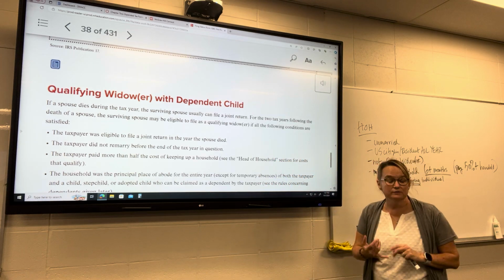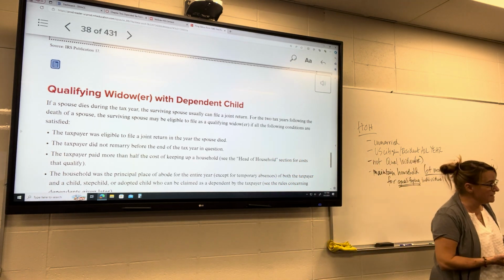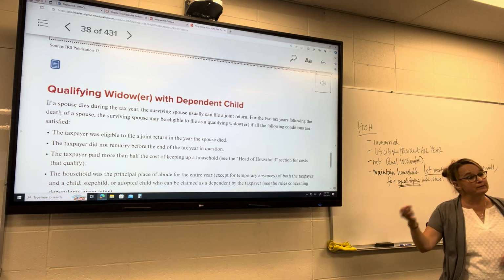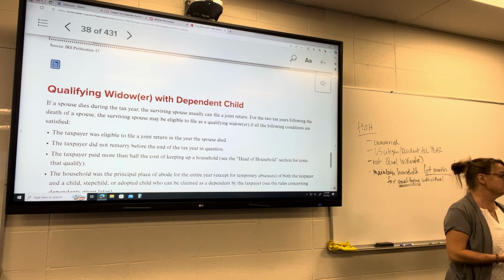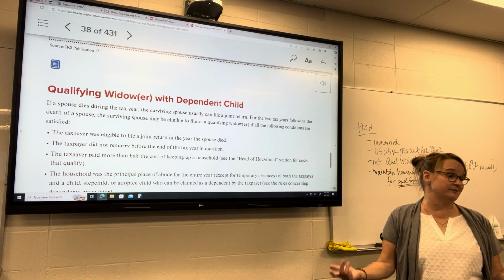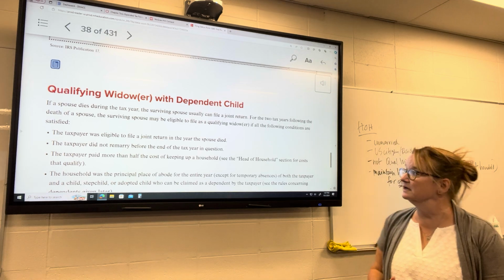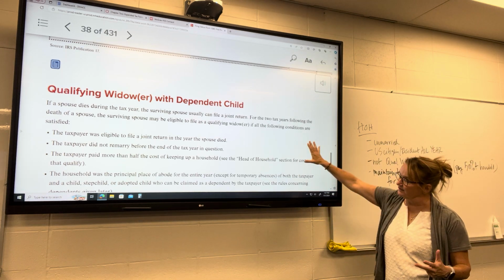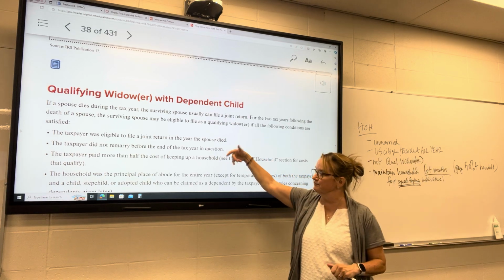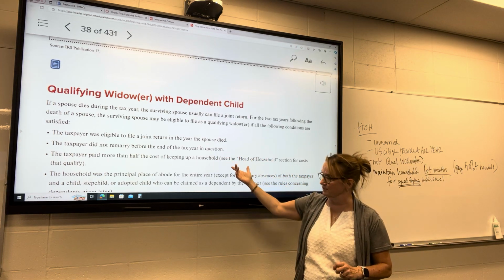So again, first year, the year that the spouse dies, they file as married filing jointly. The following 2 years, as long as they don't get remarried, they can file as qualifying widow or widower. Now, if they get remarried, they're going to file as married filing jointly, and you're getting the same benefits anyway. But they're allowed to file in this status if they do not remarry before the end of those first 2 tax years.